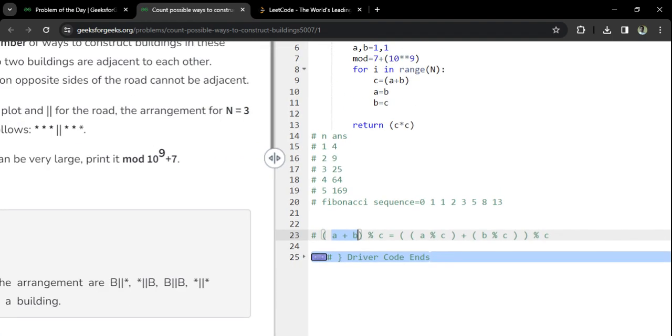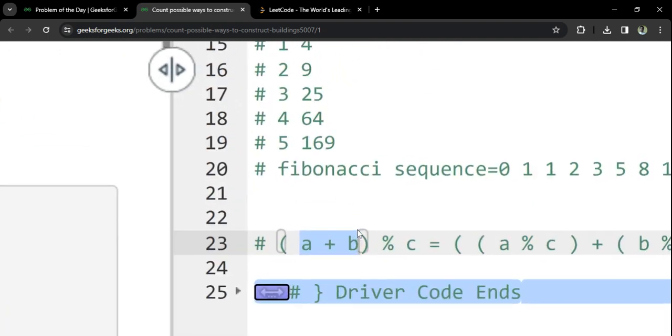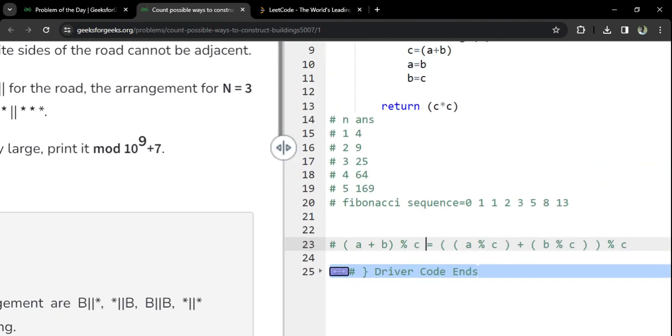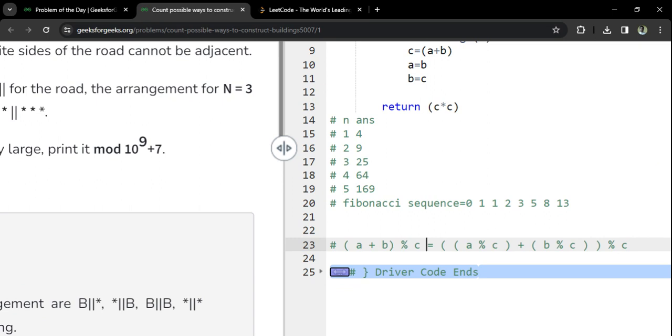Obviously, when you are given that the answer should be modulo 10 power 9 plus 7, this is not an efficient way of doing it. So what is the other way of doing it? You can see this here. First, we can do a modulo for a. Similarly, we can do a modulo for b also. We can add them together, and whatever is the result, again we can do a modulo for that. So this is the efficient way of doing it.